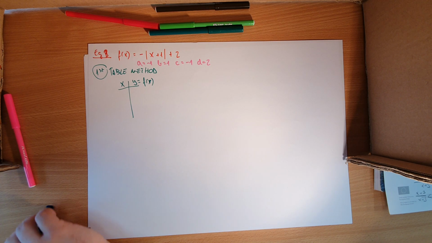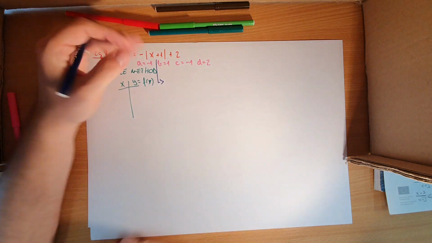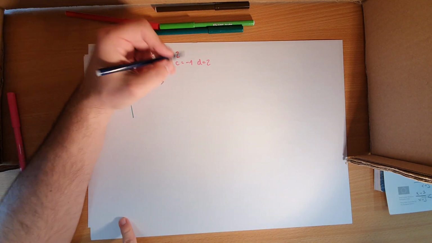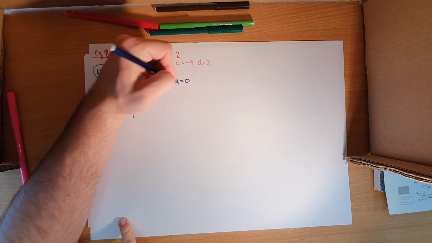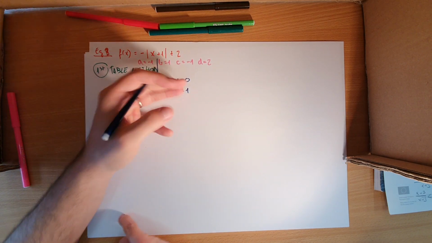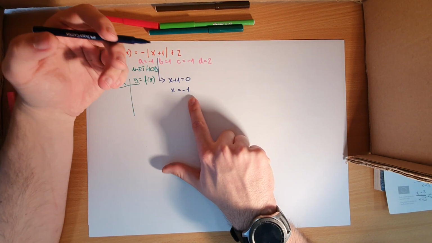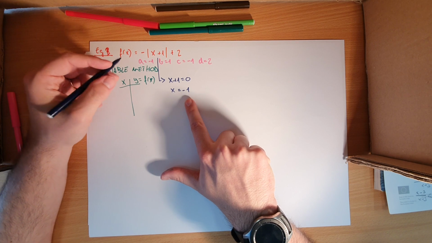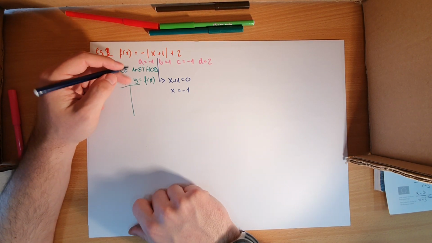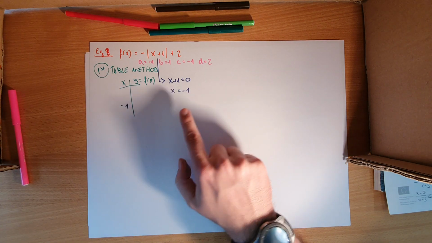So let's simplify it a little bit. I'm still talking about only what's inside of the absolute value. So x plus 1 equals 0, which means x is equal to minus 1. So when x is equal to minus 1, we're going to get 0 inside of the absolute value. This is the idea. So the middle value that we're going to pick is going to be minus 1. Okay, we've picked minus 1.